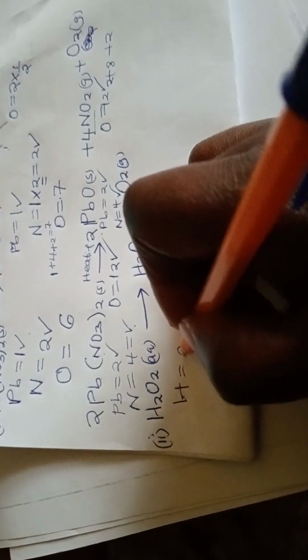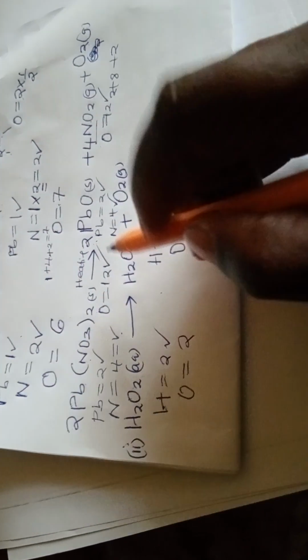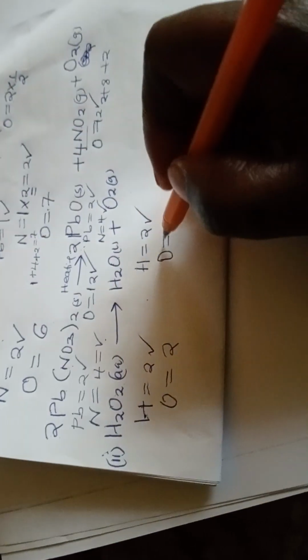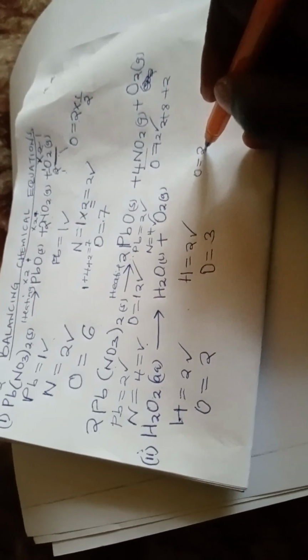Hydrogen ni 2, the other side hydrogen ni 2, oxygen hapa ni 2, oxygen the other side ni 1 plus 2, so ni 3. So kama kawaida tunaangalia ni element gani tuna balance, ni oxygen. Kuna mahali oxygen iko peke yake, wapi? Hapa. So again hizi ni 2, ni vile nilikuonyesha at hizo oxygen ni 2.